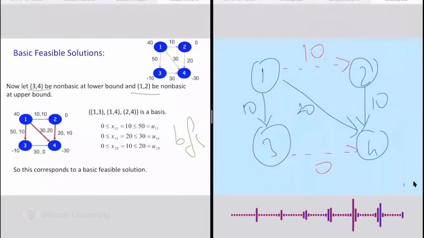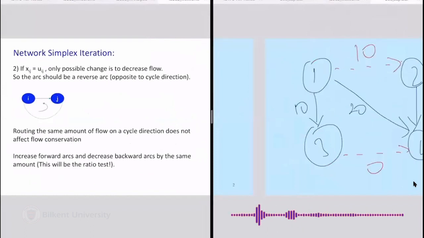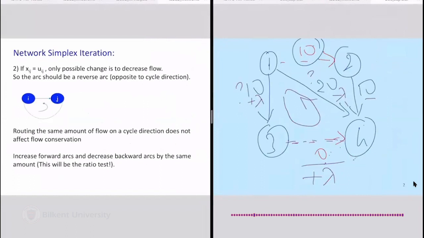All right. Now, in the previous slide, we have seen what's going to happen if we want to put the arc, which is already in its lower bound, into our spanning tree. We will send delta units in the direction of the arc, and we will look at the cycle. So if this is delta, this is reverse minus delta, plus delta, plus delta. You just look at the cycle and see what happens in the cycle.